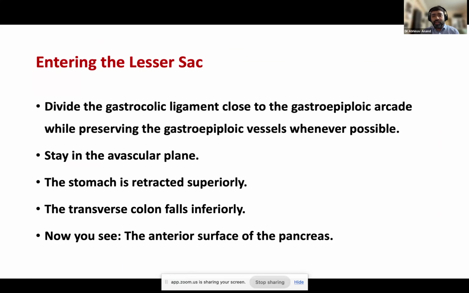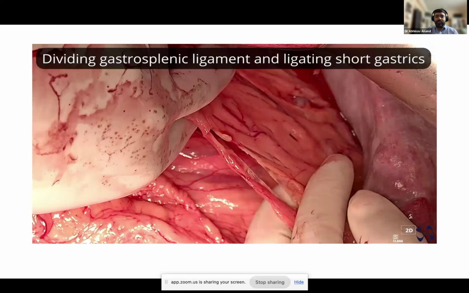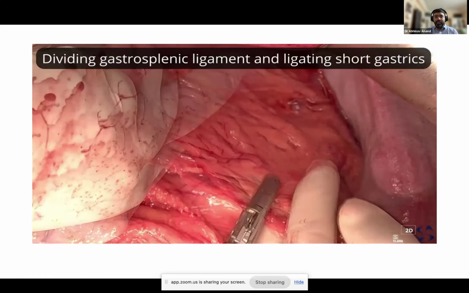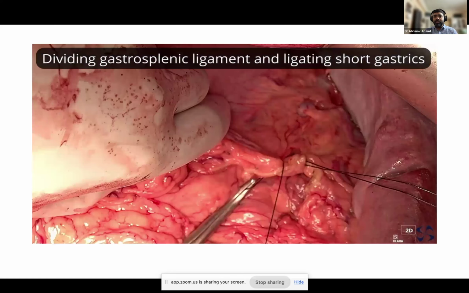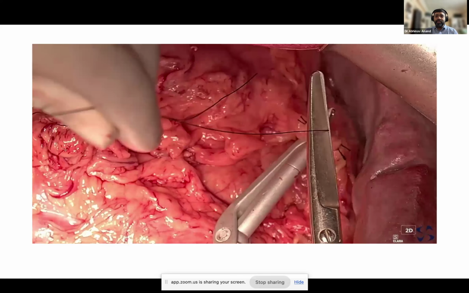After doing a quick survey of the abdomen, we start entering the lesser sac. We divide the gastrocolic ligament close to the gastroepiploic arcade while preserving the arcade of the gastroepiploic vessels, and stay in the vascular plane. The stomach is retracted superiorly, the transverse colon falls inferiorly, and the anterior surface of the pancreas is exposed. Here, we are dividing the gastrosplenic ligament and ligating the short gastric veins, dividing them with energy.